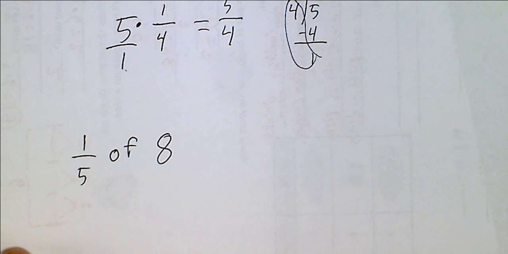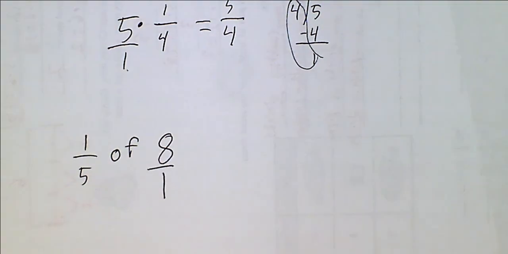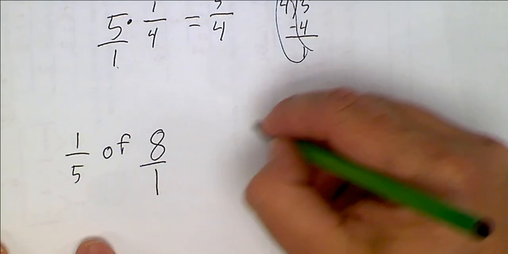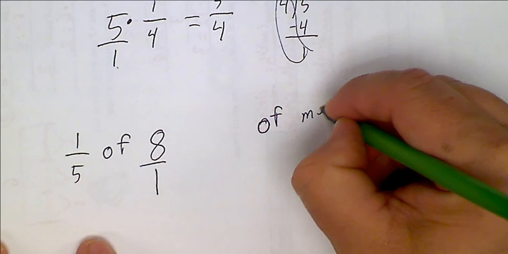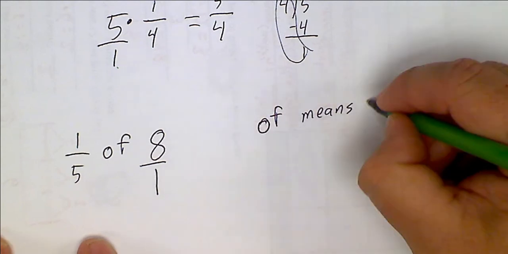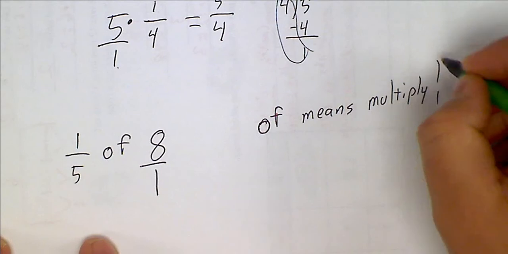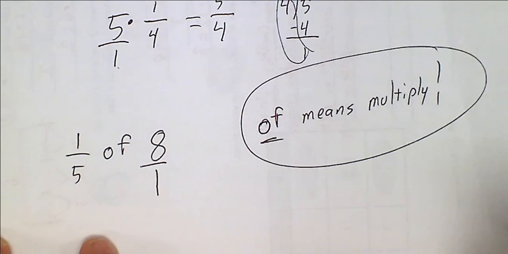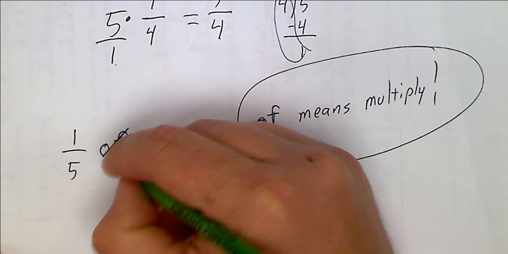What did I say about whole numbers? What do you do with a whole number? Put it over 1. Now, here's the other secret trick you need to understand, and you might want to write this on your paper. Of means multiply. The word of means multiply. So wherever you see the word of, think of that as a times. Okay?